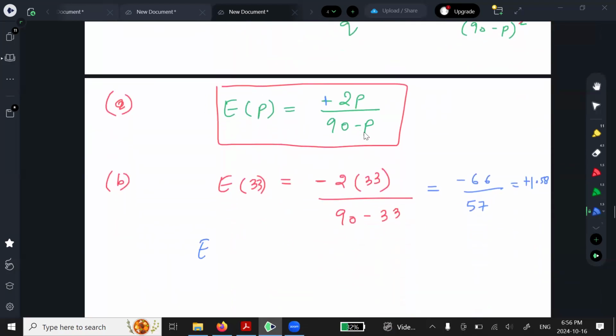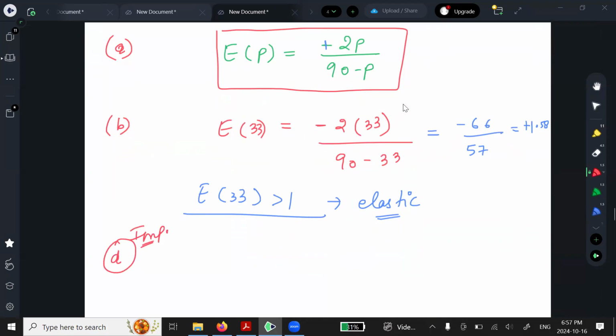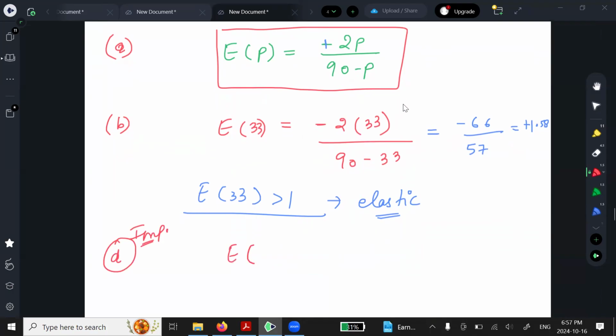What happens if your elasticity is more than 1? Is it elastic or inelastic? Elastic, and that's a bad thing, right? What should the manufacturer do? Decrease price to increase revenue. Just remember that, okay? Now, what price will maximize the revenue? That's the important part. Part D, and that's important. How do you find the maximum revenue? Set equal to 1. Good job.